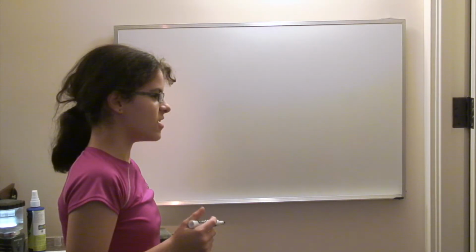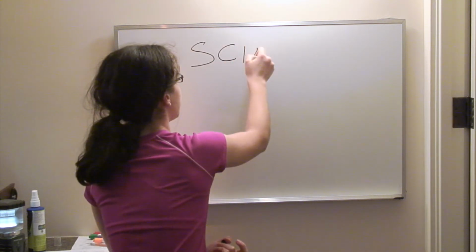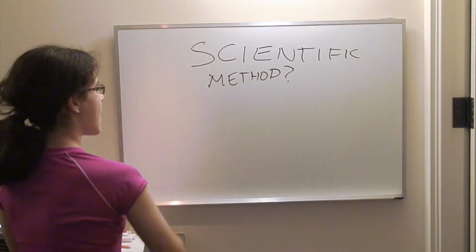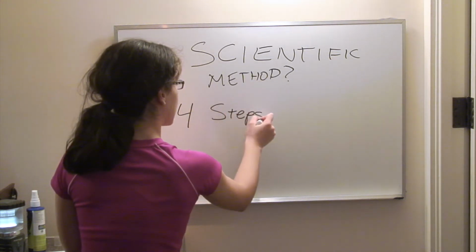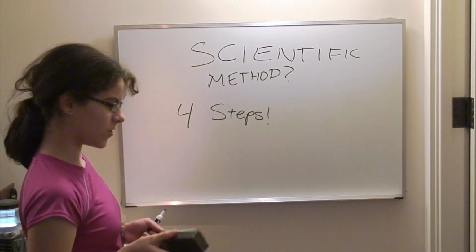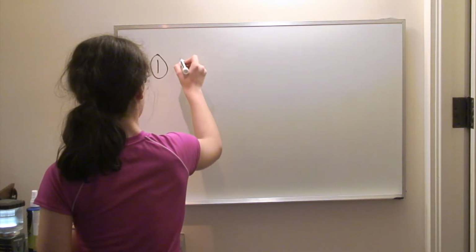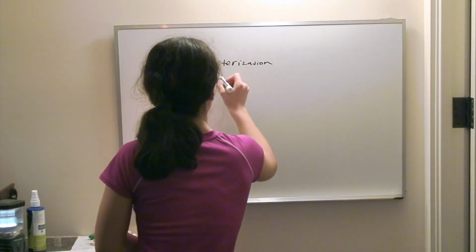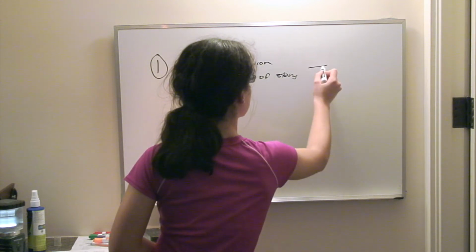Okay, so you want to know what is the scientific method? Well, it has 4 steps. Now we're going to go over those 4 steps. The first step is characterization. That means the characters of the story. For example, the runners.